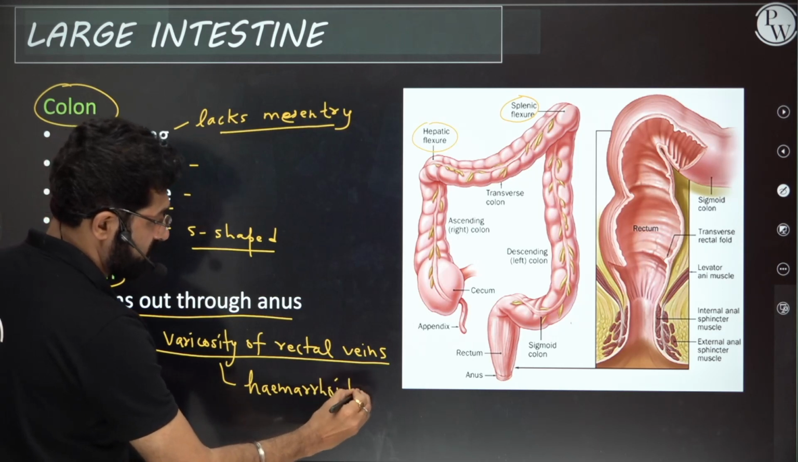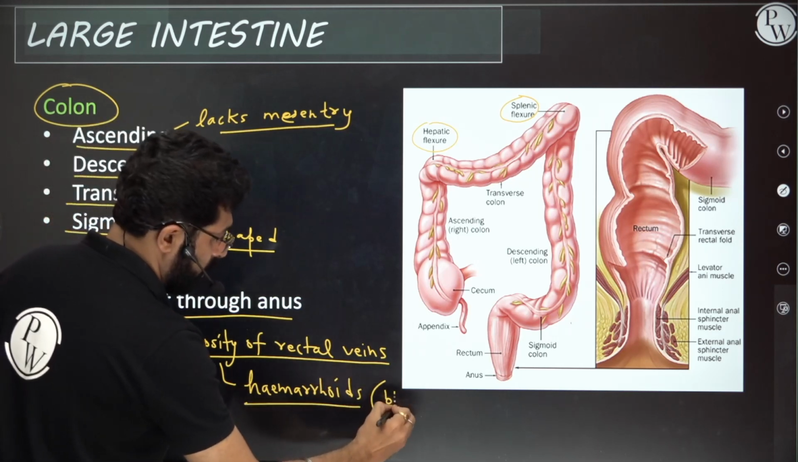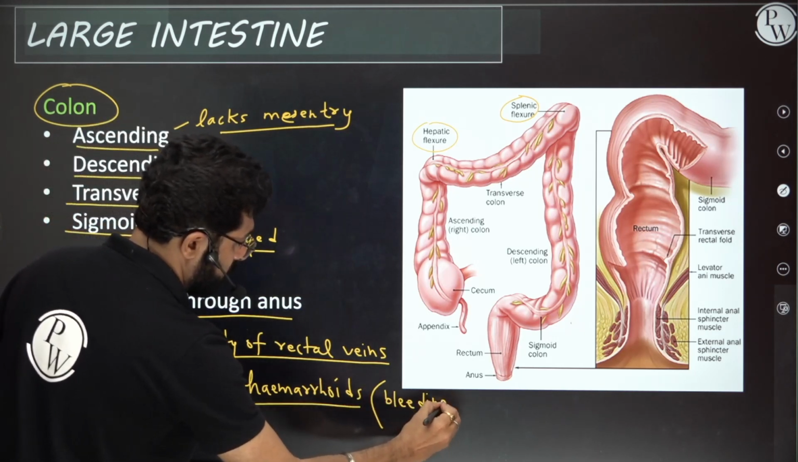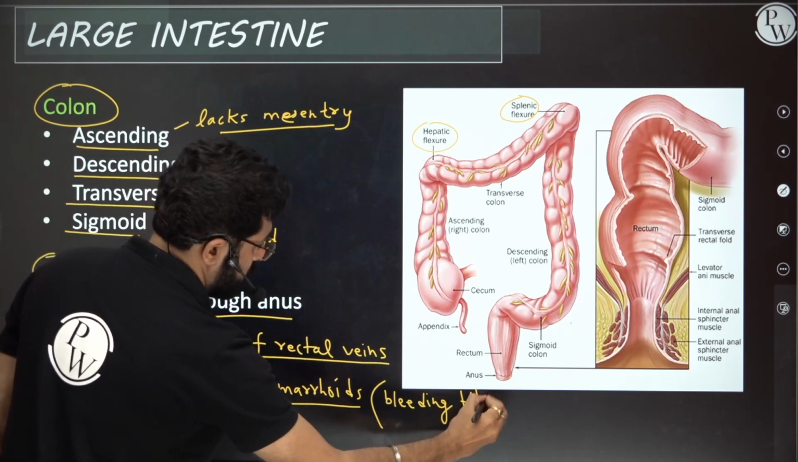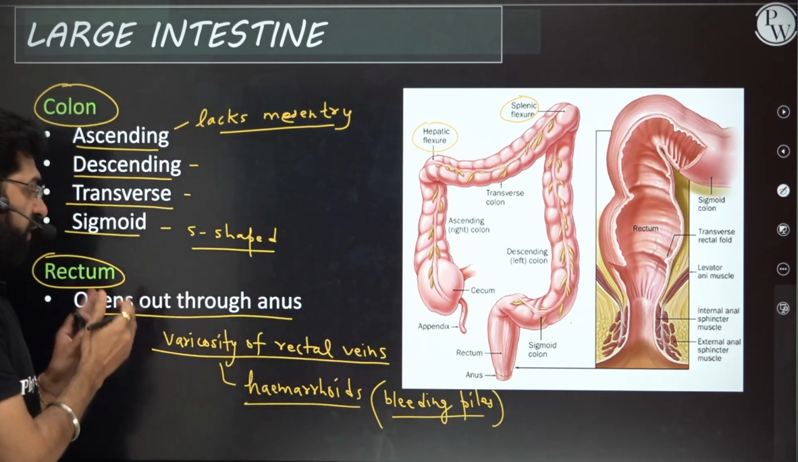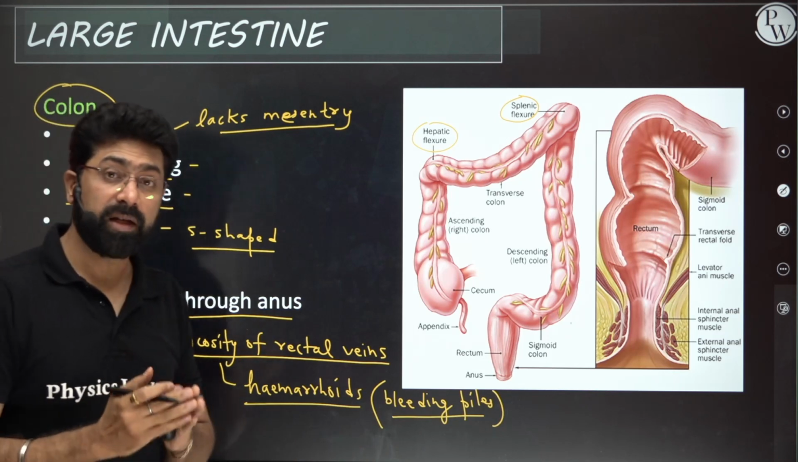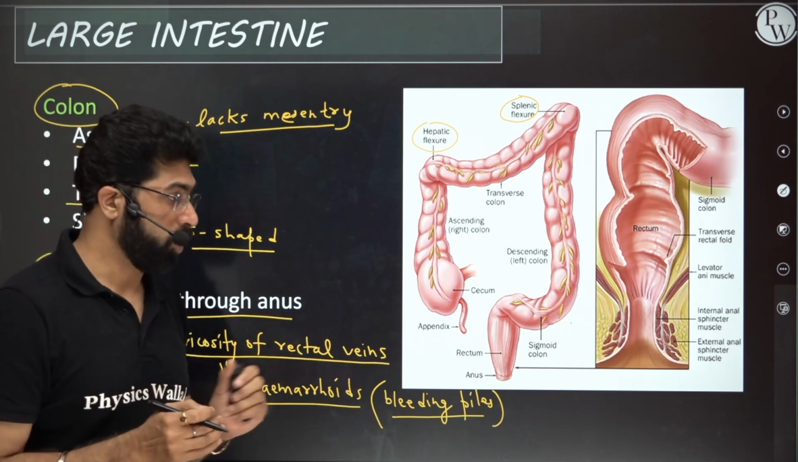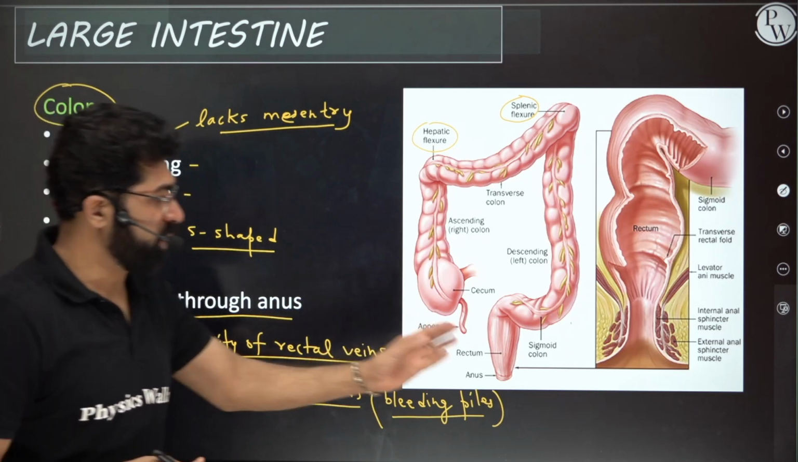Now, what are hemorrhoids? Hemorrhoids is commonly called bleeding piles. This can happen due to what? Varicosity of the rectal vein. Hope you understood well.